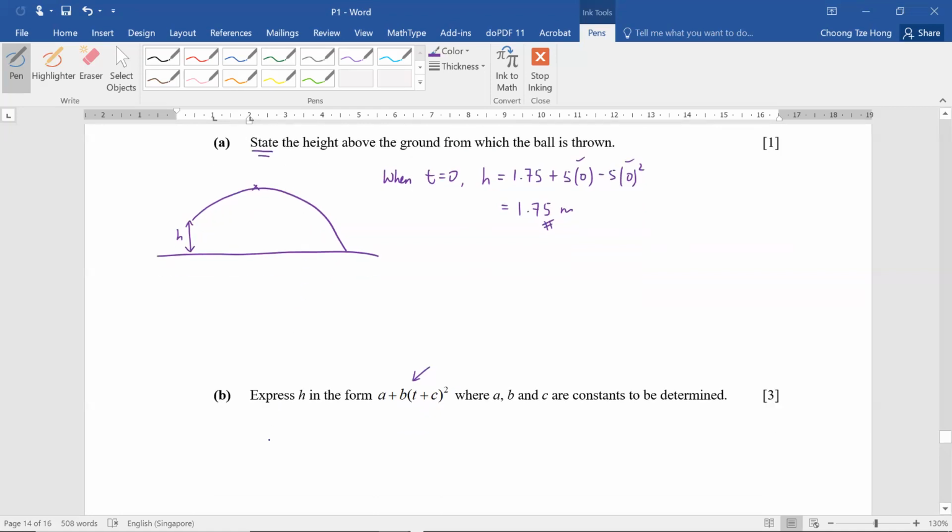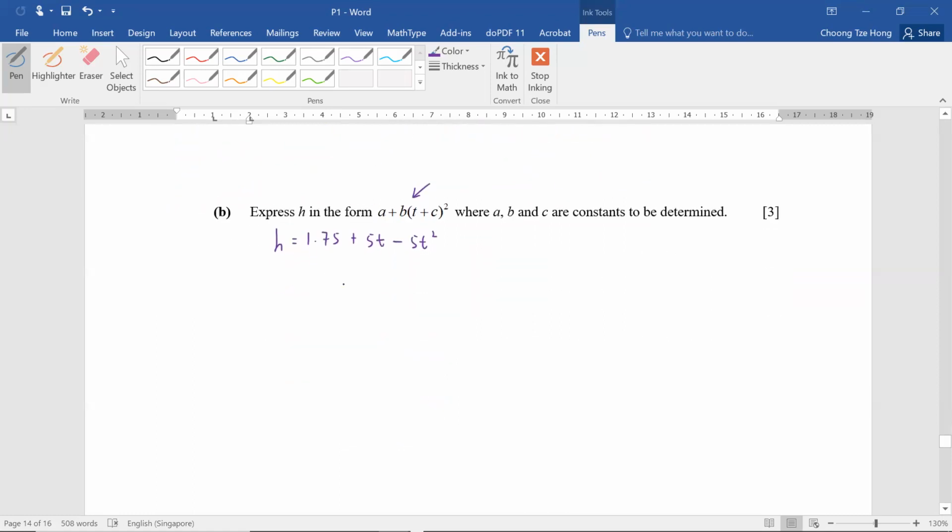So h is equal to 1.75 plus 5t minus 5t squared. To make this more familiar to you, I will rearrange this formula first. I'll put the t squared term in front, then the t term in the center, and then the t to the power 0 term, or the constant term, at the back. To do completing the square, the first thing we need to do is factorize out the coefficient of t squared, because we can only do completing the square when the coefficient of t squared, or x squared, is 1.